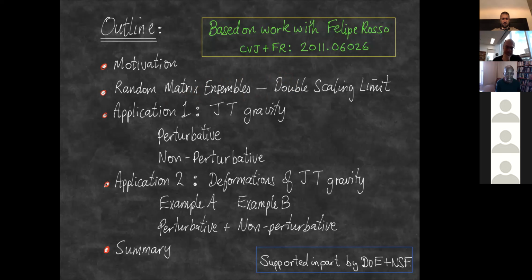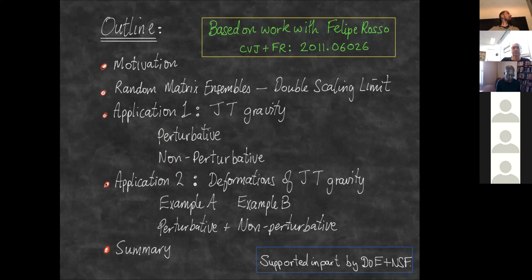After I've done that, I'm going to go into my first application, which is to review how to think about JT gravity with these new tools. I will talk about known perturbative results, but then I will also talk about how you can formulate, using these tools, an alternative to the setup that's familiar from Saad, Schenker, and Stanford, so that you can get at non-perturbative information, but it is perturbatively equivalent to what they did.